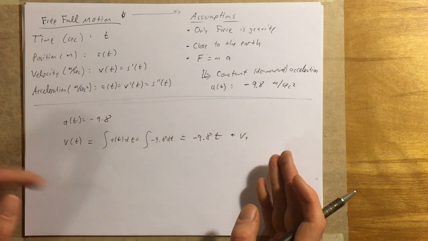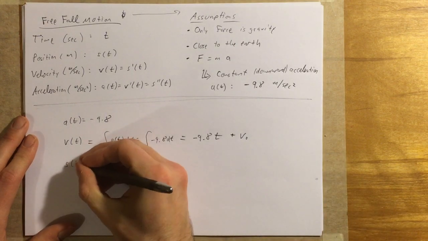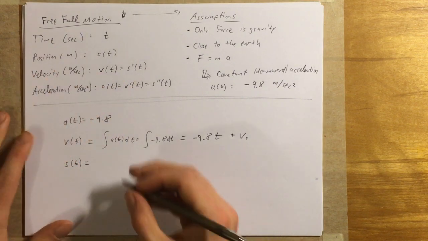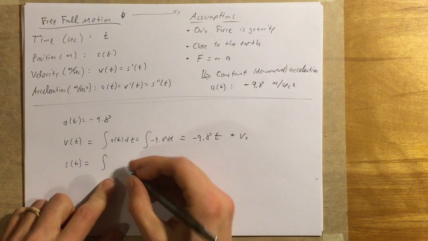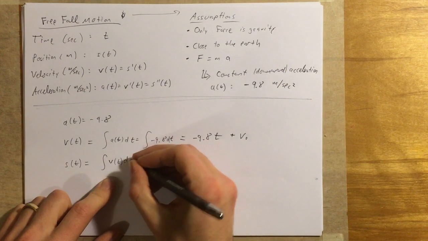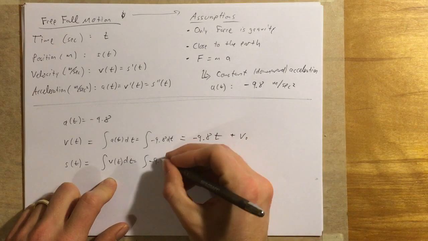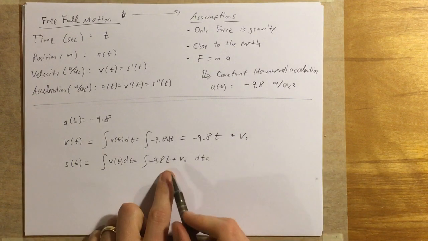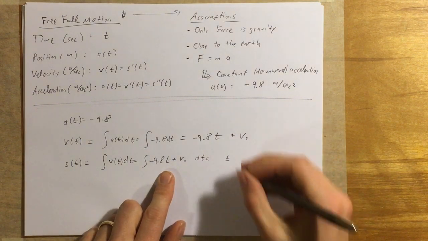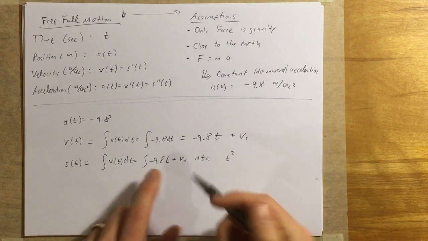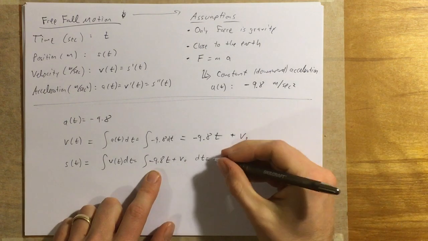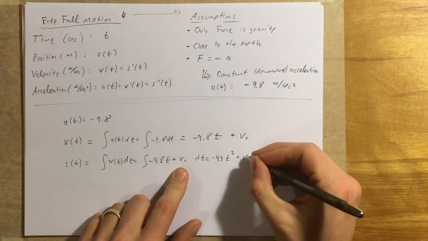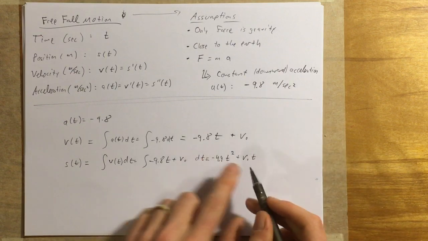It's a linear function. Then the position can be found by doing an integral of velocity, because velocity is the derivative of position. So we'll do an integral of negative 9.8t plus v0 with respect to t. We'll use the power rule: increase t from the power 1 to the power 2, and then divide by 2. So let's take the negative 9.8 and divide that by 2. That gives us negative 4.9, so we have negative 4.9 t squared. And then plus v0 times t, because the integral of a constant is just itself times t.